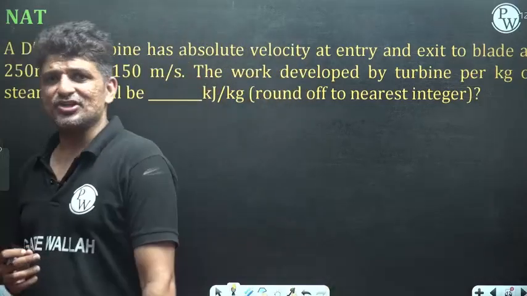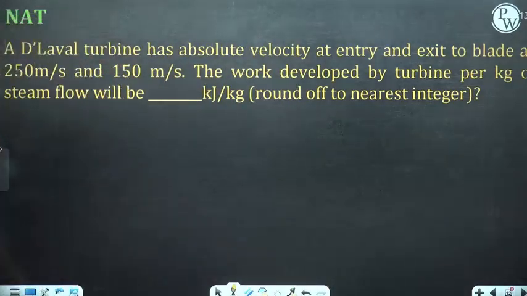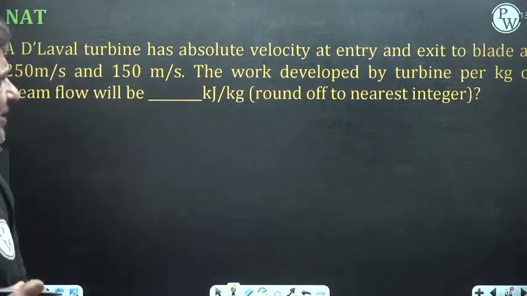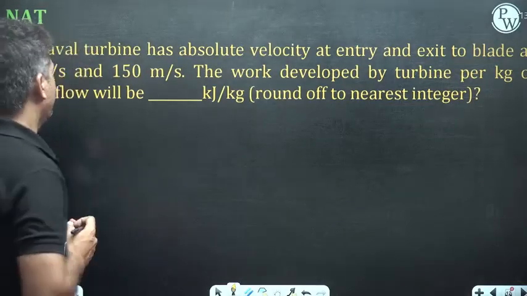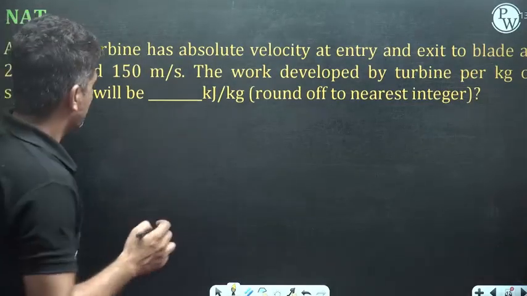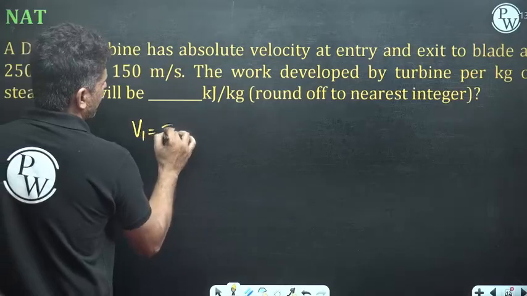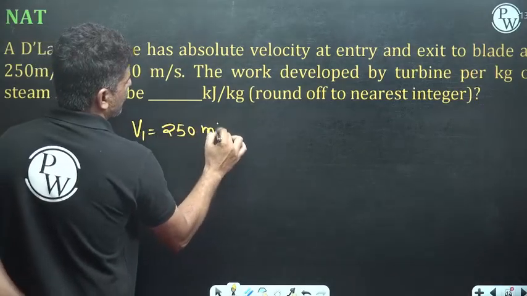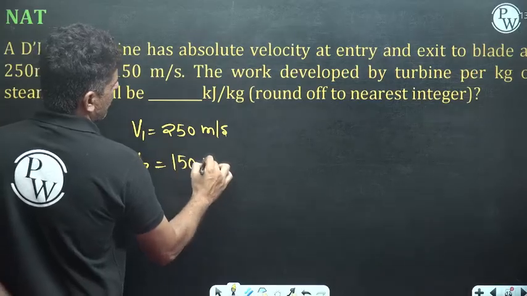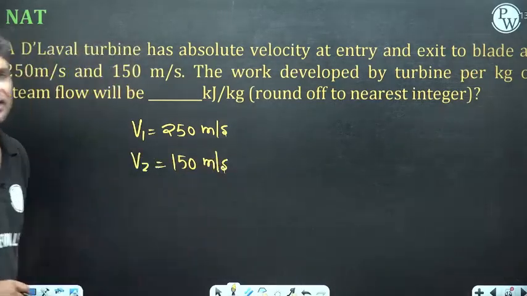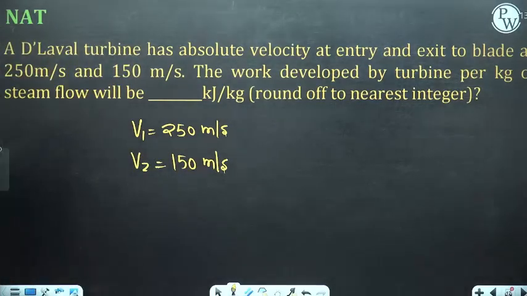Moving on to the next question, it says, a de Laval turbine has absolute velocity at entry and exit to the blade as 250 meter per second and 150 meter per second. So you have V1 is equal to 250 meter per second and V2 is equal to 150 meter per second. Is it clear? The work developed by turbine per kg of the steam flow will be.